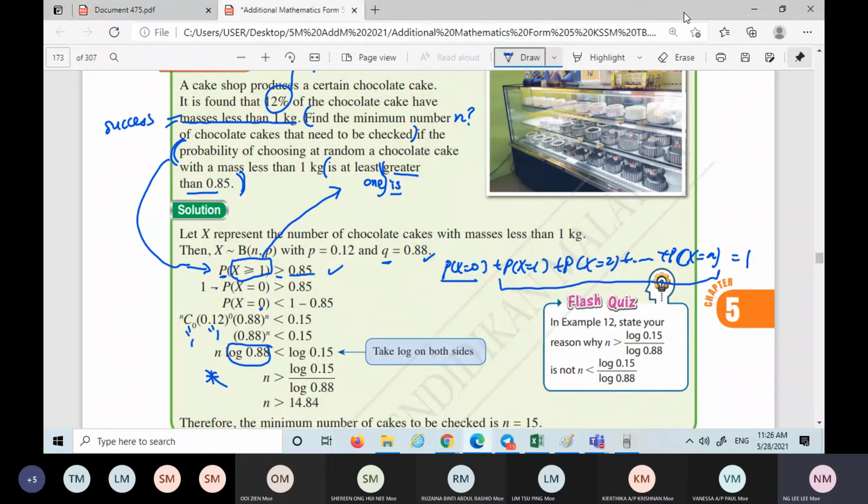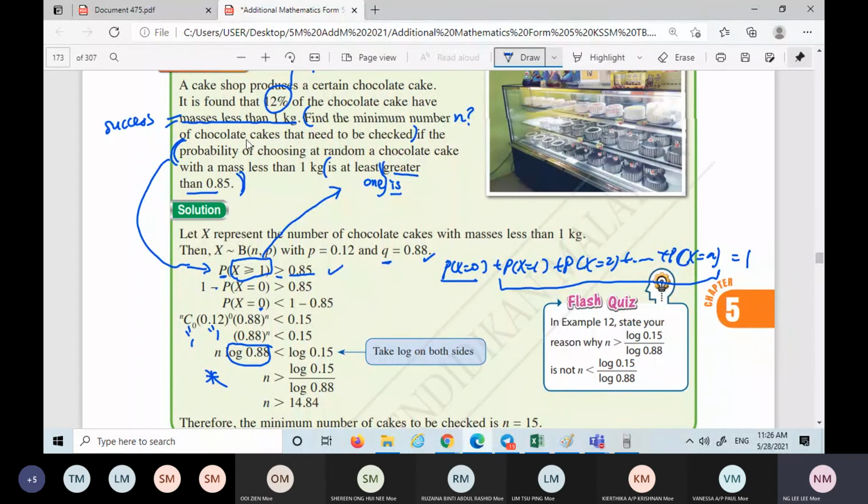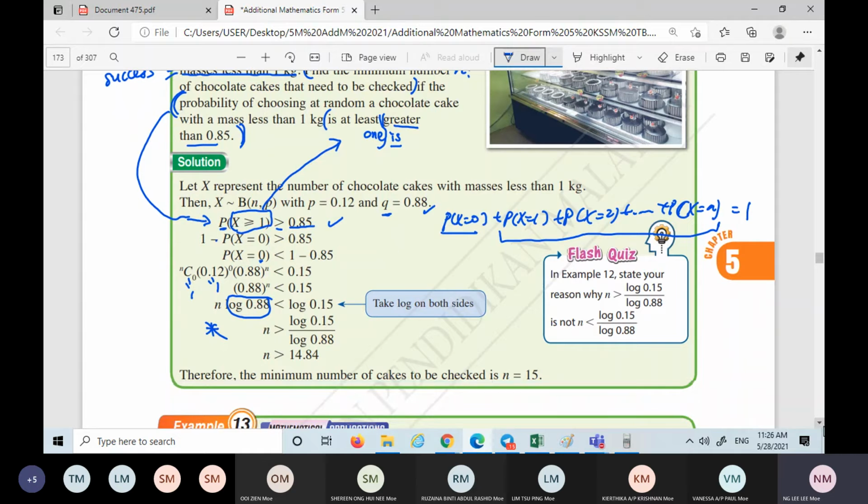Now we are not finished because we have to analyze. n is the number of trials. The number of trials cannot be a decimal, it must be an integer, a whole number. Therefore, what does the question ask? Find the minimum number, the minimum of n. Here you see n is bigger than 14.84. So n you can take 15, bigger than 14.84. 16, 17 also work, but they want the minimum, the smaller one. So n is 15.